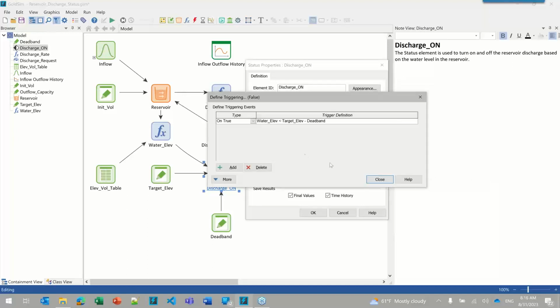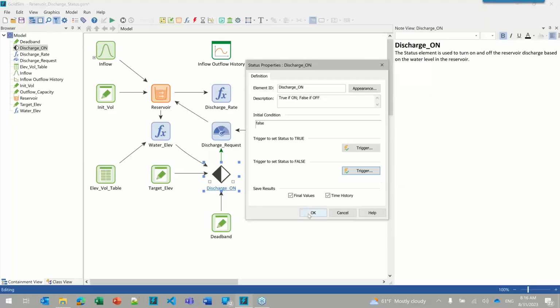Okay, on the off side, then this is where I incorporate the deadband. So now I say when the water level is now below the target and then minus a deadband, so minus this buffer, and this is a way to prevent rapid oscillations, then it will cause the water level to draw down below the target somewhat by this deadband amount before it makes the switch to turn it back off.